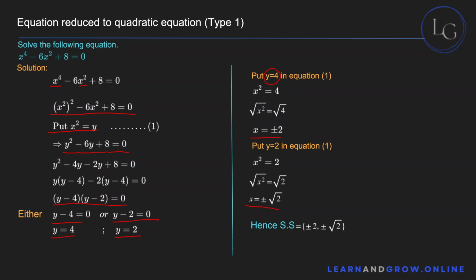So the solution set is this. Basically, x is equal to plus under root 2, minus under root 2, plus 2 and minus 2. So you have 4 values for x, as this is an equation in x to the power 4.